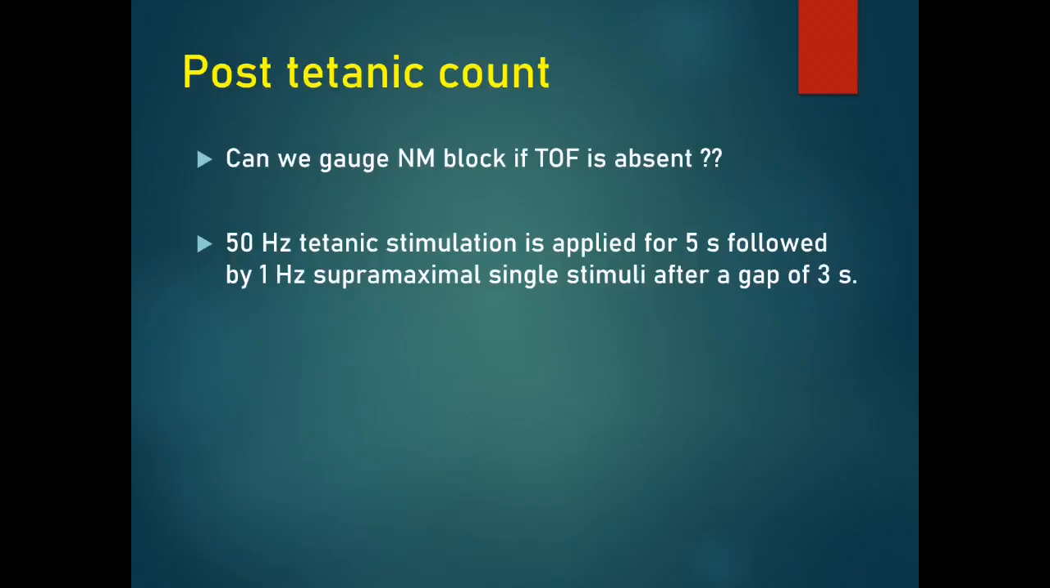Post-tetanic count. Can we gauge the neuromuscular blockade if the train of 4 is absent? One I said is going to be a double burst technique. Next thing is going to be your post-tetanic count. So what we can do over here is you subject the muscle to a tetanus. You apply a 50 Hz tetanic stimulation for 5 seconds, followed by a 1 Hz supramaximal single stimuli after a gap of 3 seconds.